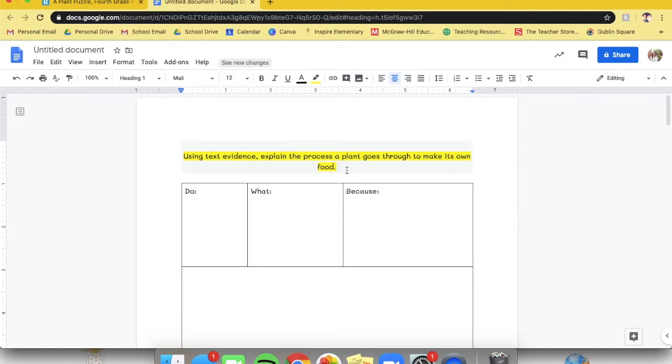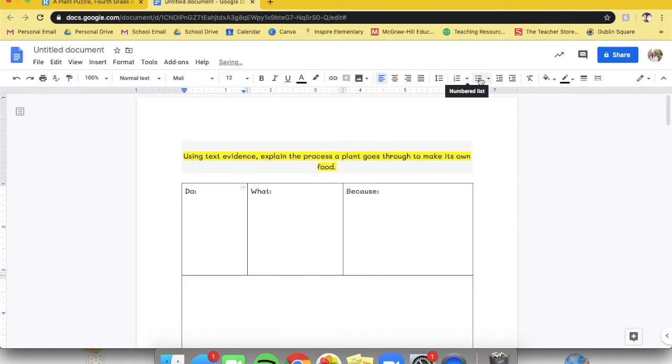So the first thing that we need to do now that we have our prompt is fill out our DWB box. I'm going to start with D because we always start with D. Do. Well, I know that I put my action verb or my power verb in the do box. So let's read our prompt again. Using text evidence, explain the process a plant goes through to make its own food. Well, what's my power verb? Explain. Now in my what box, I need to put what I need to explain: the process a plant goes through to make its own food.